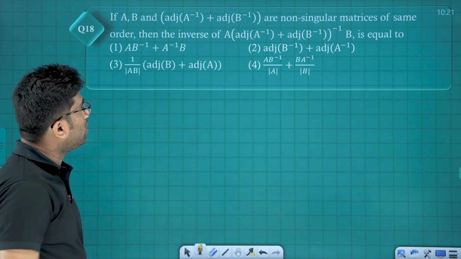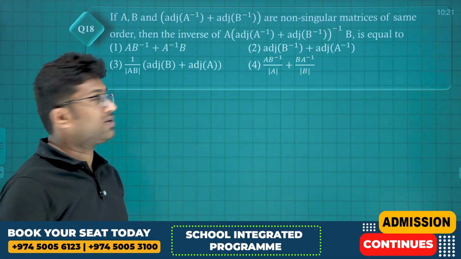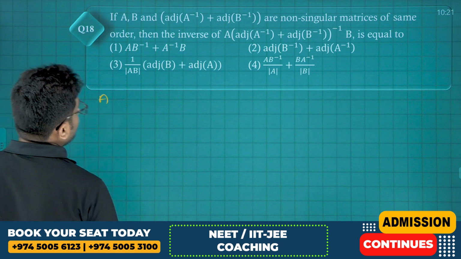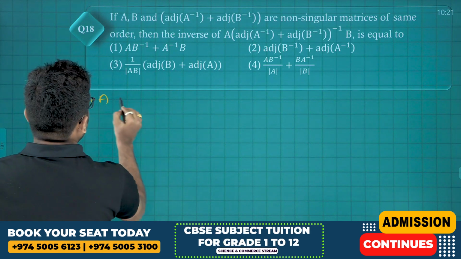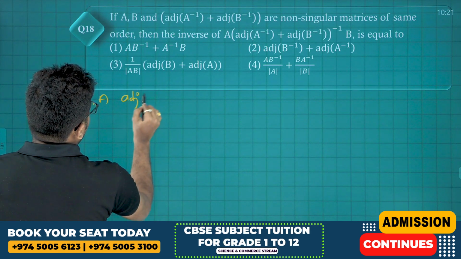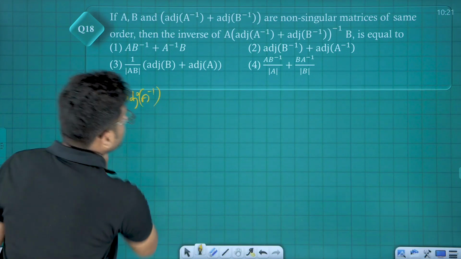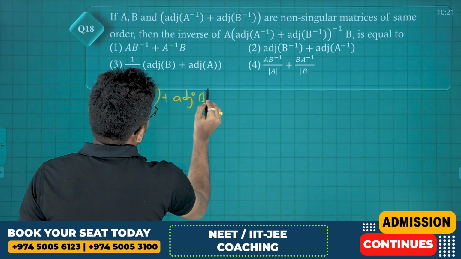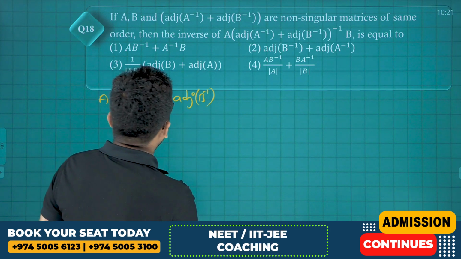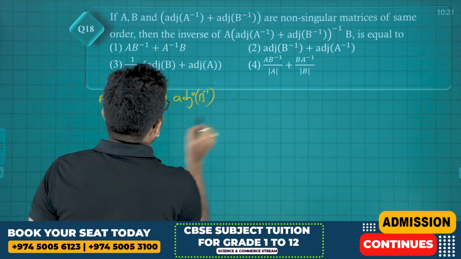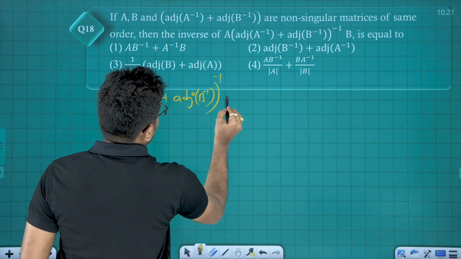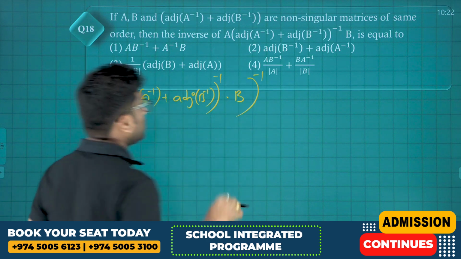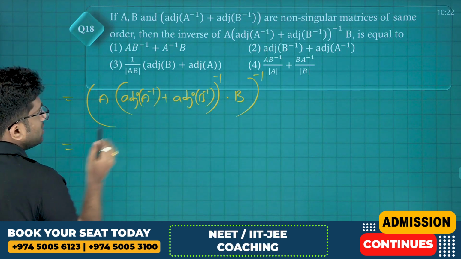If A, B, adjoint of A inverse plus adjoint of B inverse are non-singular matrices of the same order, then find the inverse of this. See friends, it is simple actually. What we need is the inverse of A into adjoint A inverse plus adjoint of B inverse, whole inverse of this, into B, into whole inverse of this.